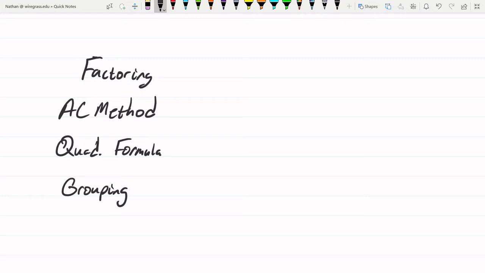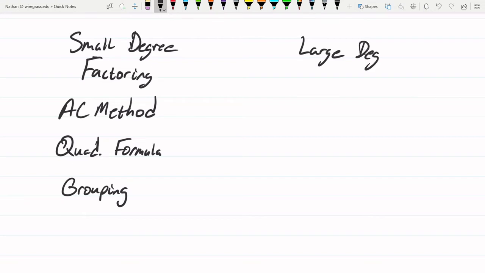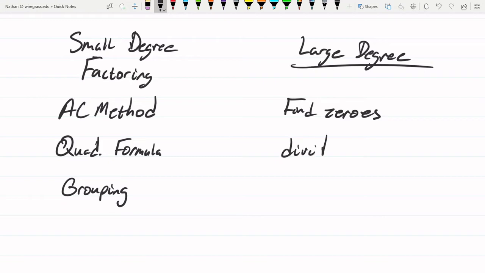So this is for a small degree. For a large degree, we have to simplify it down first. And the way we can do that is we can find the zeros. Of course, how do we do that? That's the first question. And then divide them out. That reduces the degree of the polynomial when we divide out a 0.